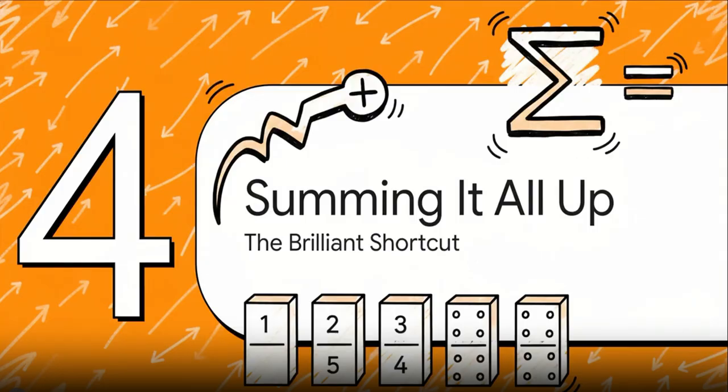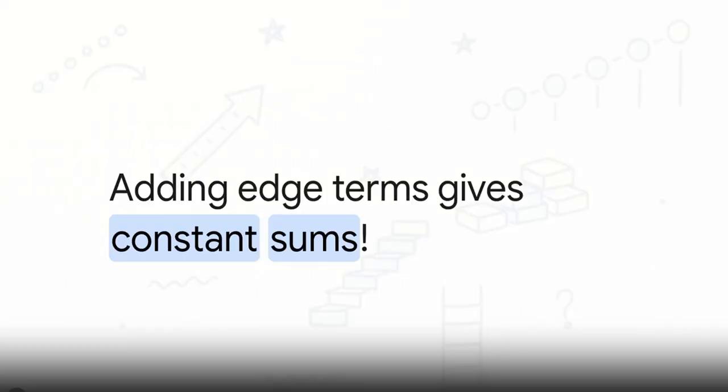All right, let's jump to Section 4, summing it all up. This is the brilliant shortcut. Because sometimes we don't just want to know what the final stop is, we actually want to know the grand total of every single number in our sequence added together. To do this, we need to look at this hidden symmetry inside arithmetic progressions.